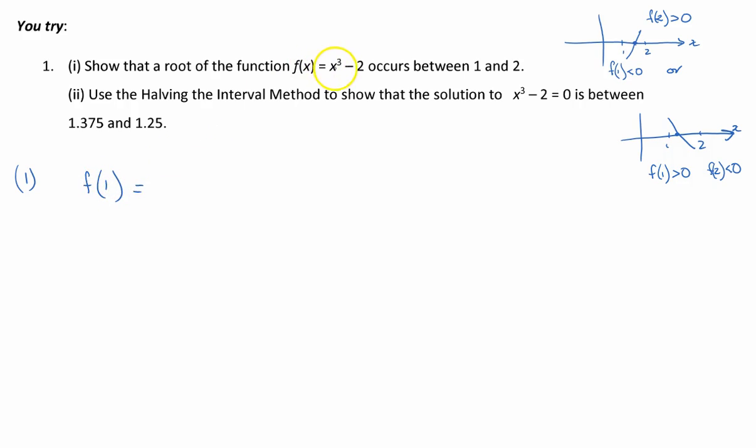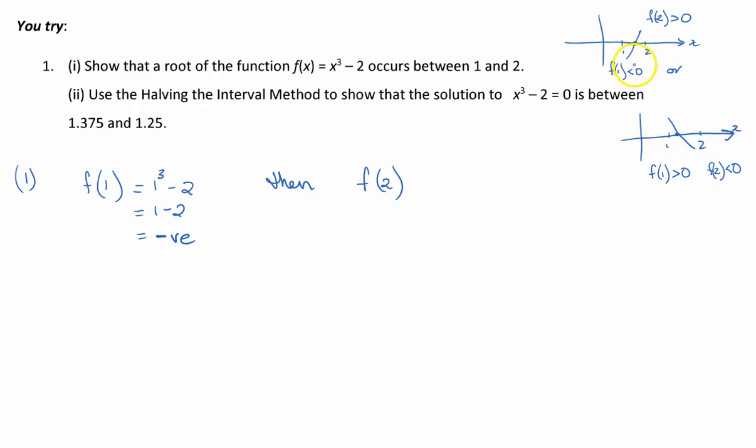f of 1, sub 1 in for x, 1 cubed minus 2, which is 1 minus 2, which is negative. That's the most important thing. I know that it's not a difficult calculation, but if it involved decimals or anything, we would just compare the two and say, well, is it going to be positive, is it going to be negative? That's all we have to establish. Then, let's have a look at what's happening when we get to 2.